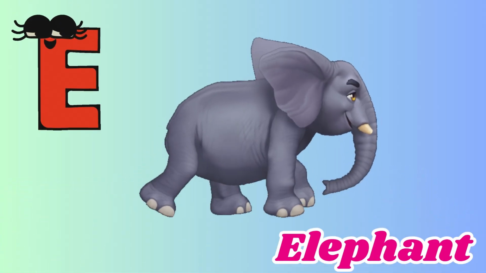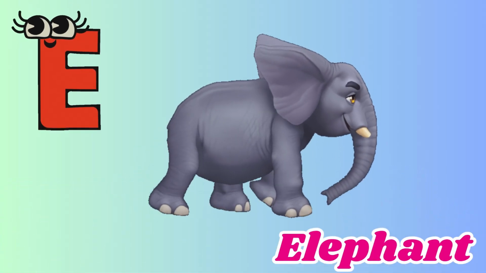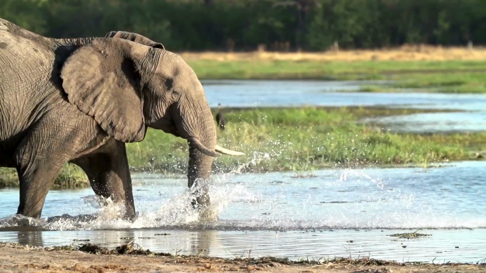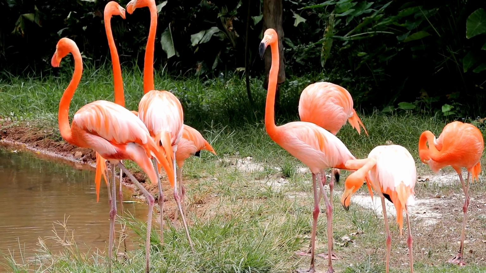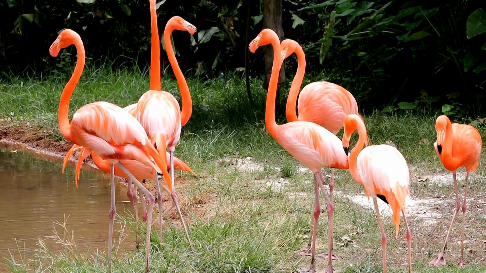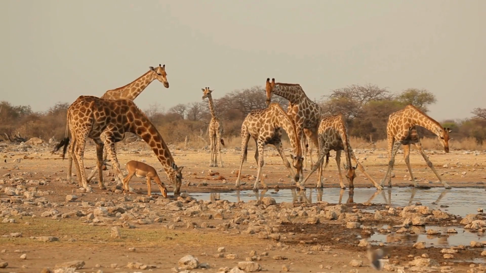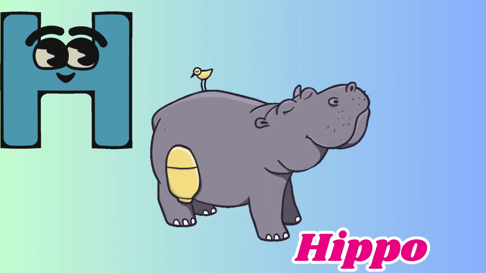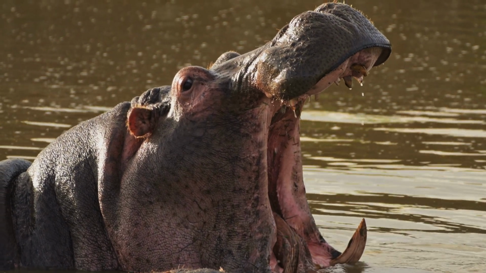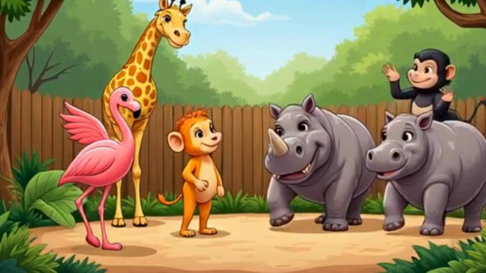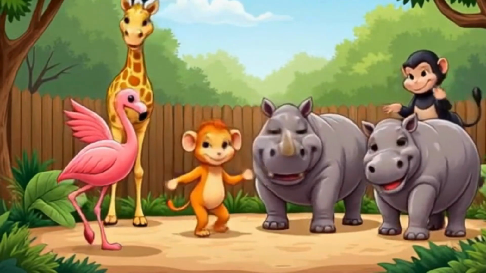E is for elephant. F is for flamingo. G is for giraffe. H is for hippo. These are zoo animals, animals, zoo animals.